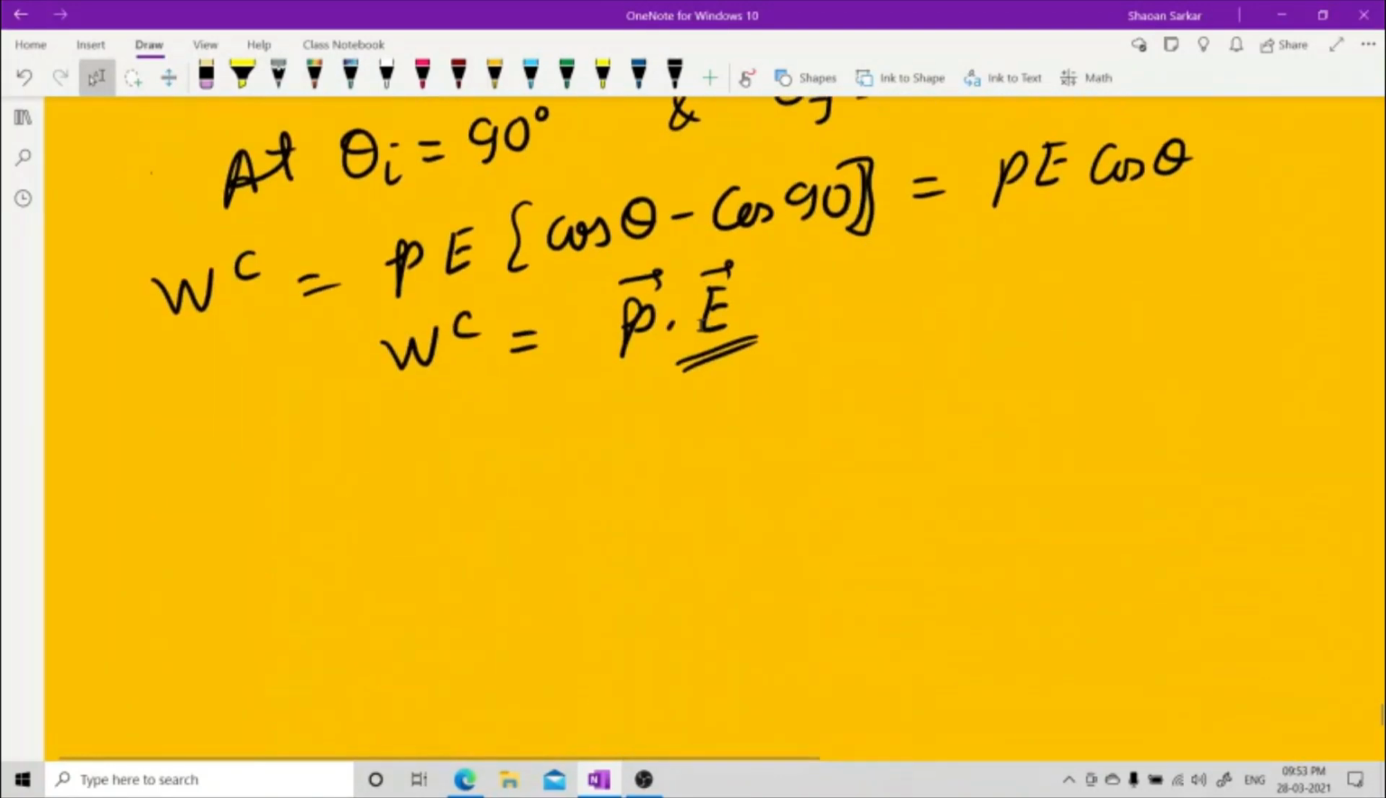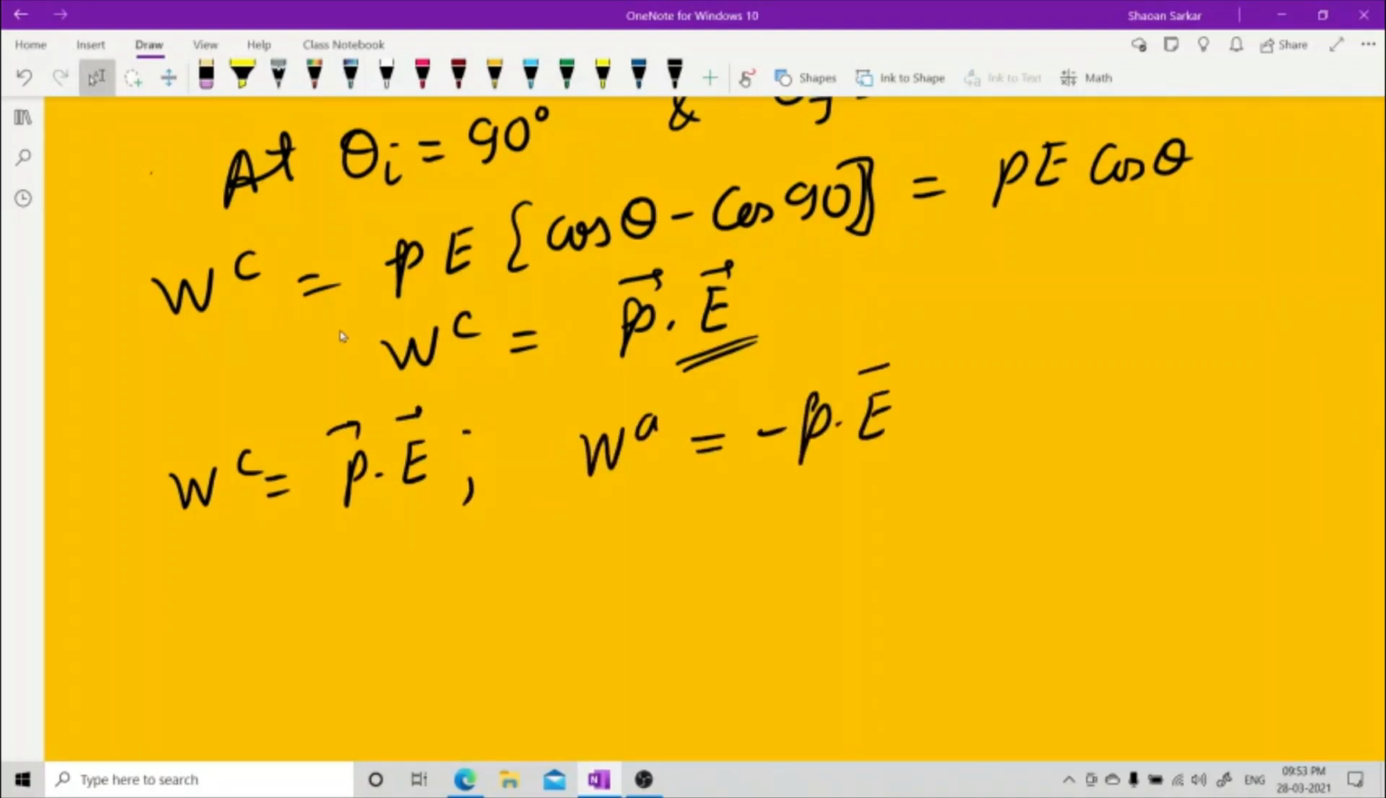That's the thing, basically. So let me write it in one short line. Work conservative is P dot E. Work applied is minus P dot E. And potential energy is minus P dot E vectors. This is what it is.